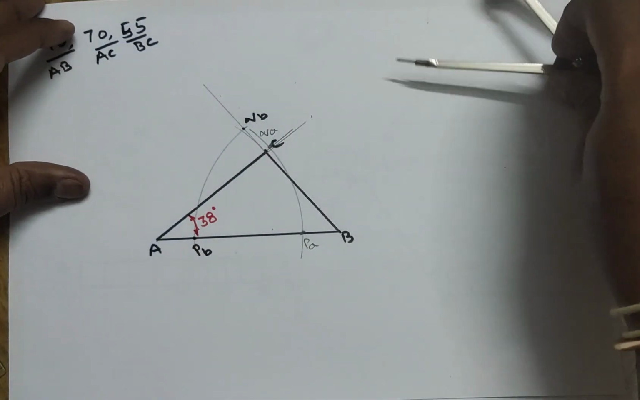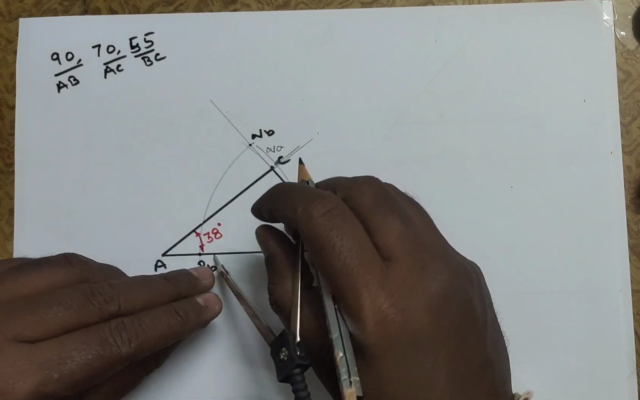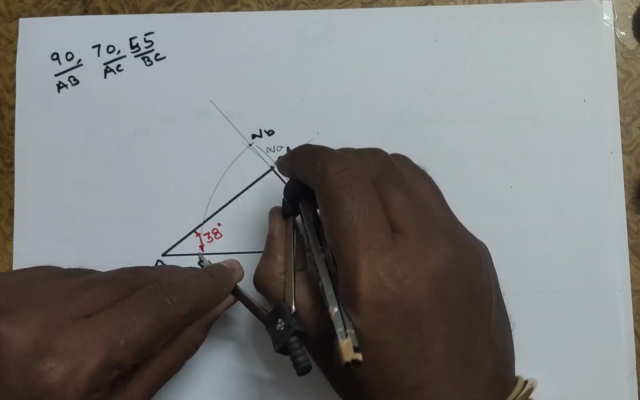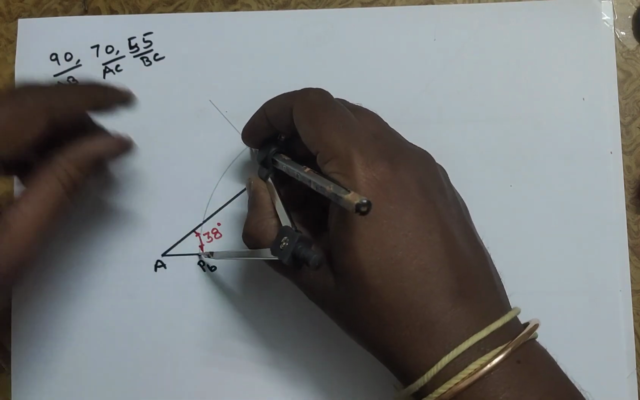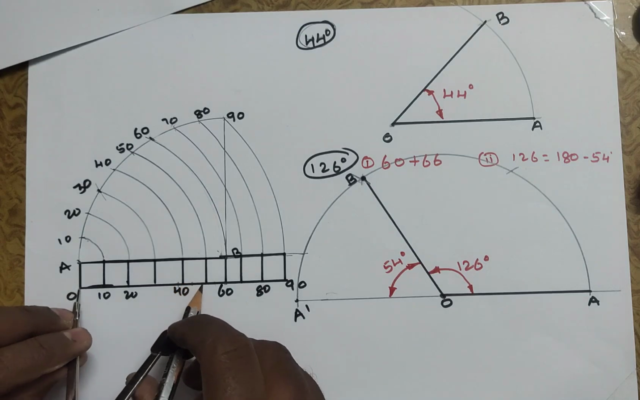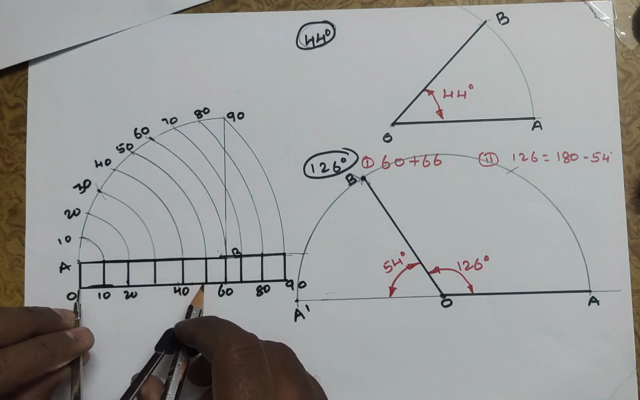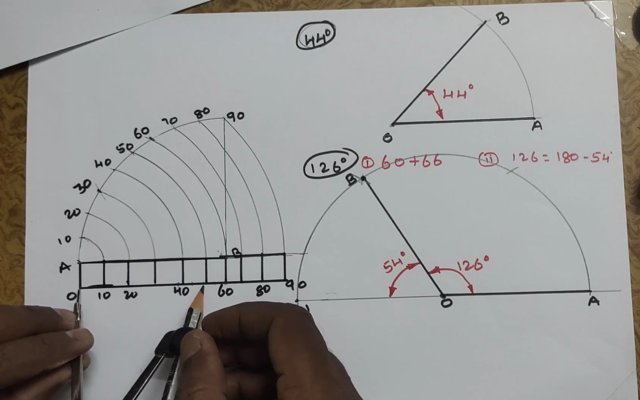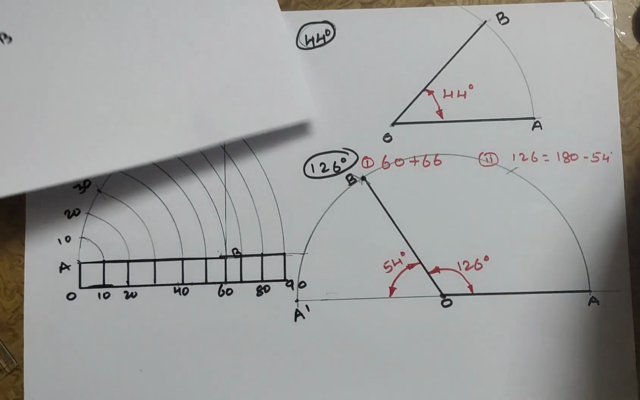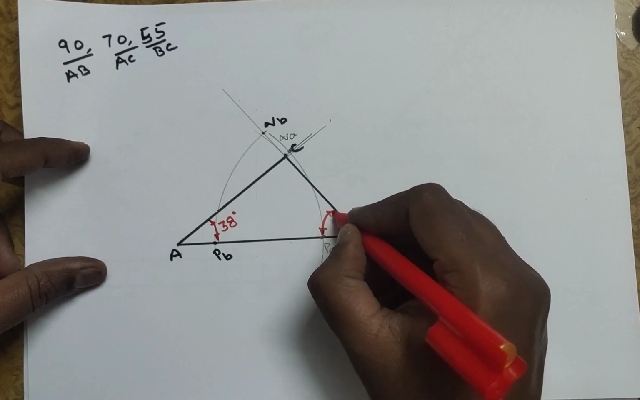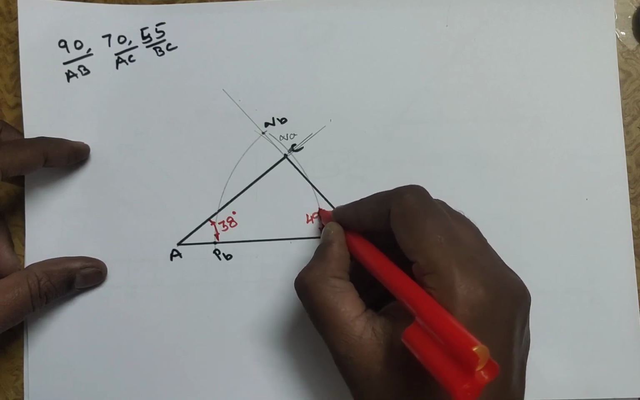Now take PB, QB as radius, and measure on the scale of chord. If you consider, we got this value as more than 40. It is a little bit less than 50, so it is going to be 49 degrees. Therefore this particular angle is 49 degrees.